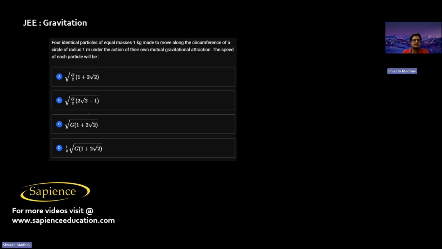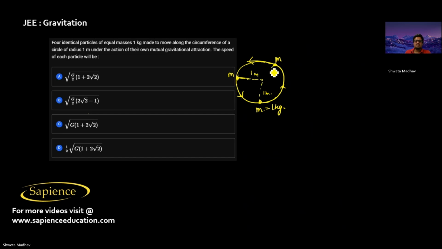Four identical particles of equal masses, 1 kg each, are made to move along the circumference of a circle. Their masses are m, m equal to 1 kg, moving along the circumference of a circle of radius 1 meter under the action of their own mutual gravitational attraction. The speed of each particle will be?